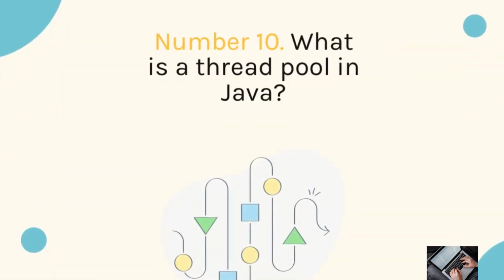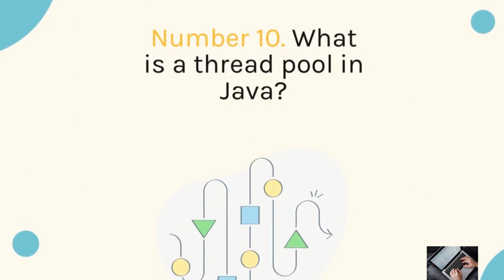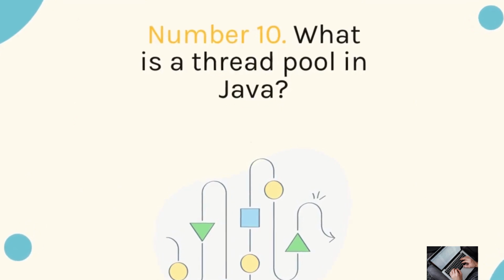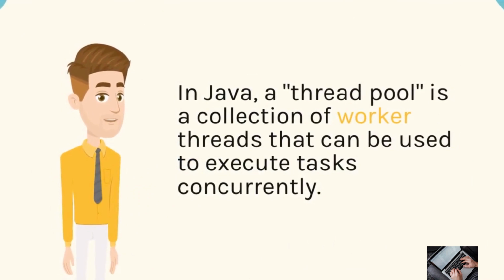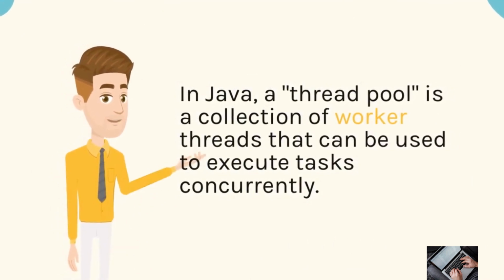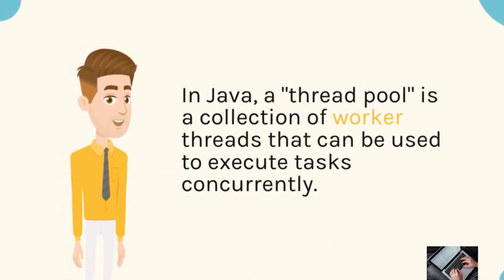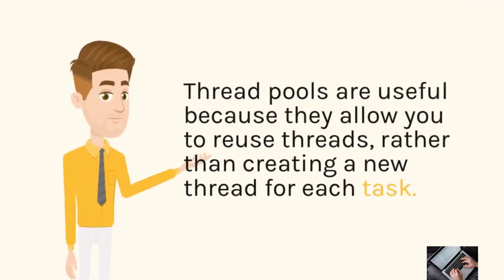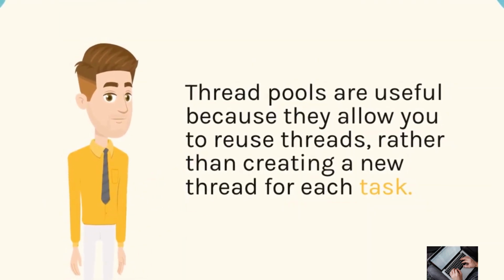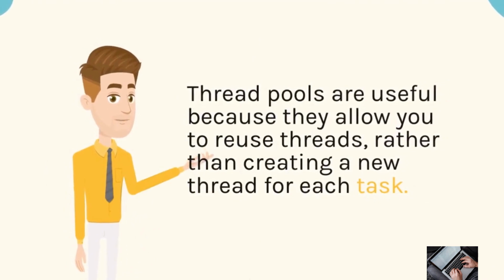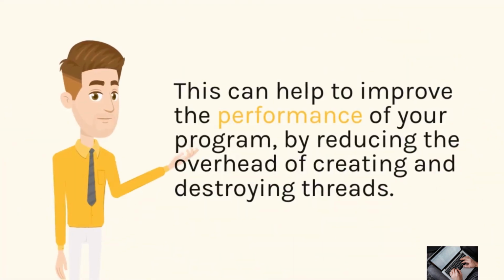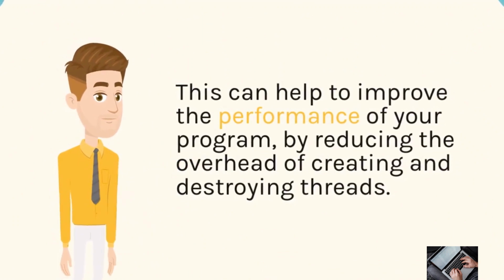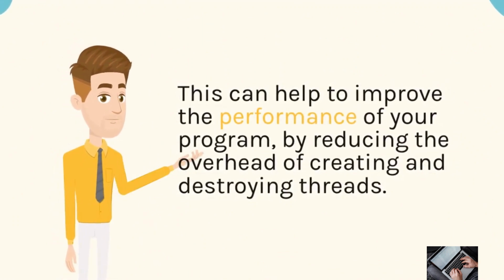Number 10. What is a thread pool in Java? In Java, a thread pool is a collection of worker threads that can be used to execute tasks concurrently. Thread pools are useful because they allow you to reuse threads, rather than creating a new thread for each task. This can help to improve the performance of your program, by reducing the overhead of creating and destroying threads.